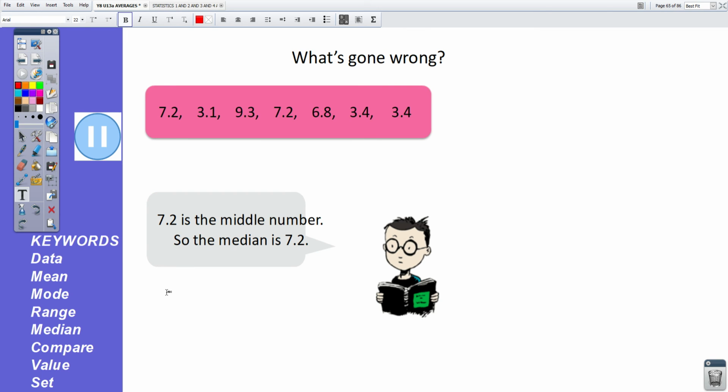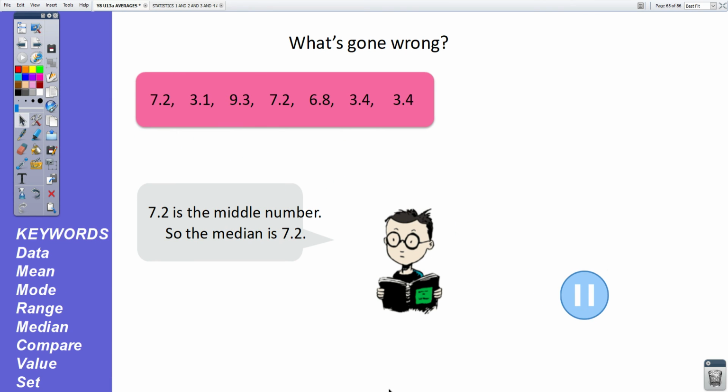What's gone wrong here? Quite a simple question. This guy thinks 7.2 is a middle number, so the median is 7.2. Why is this guy wrong? Have a think about it, jot it down if you want to, pause the video, and unpause the video when you're ready to check.